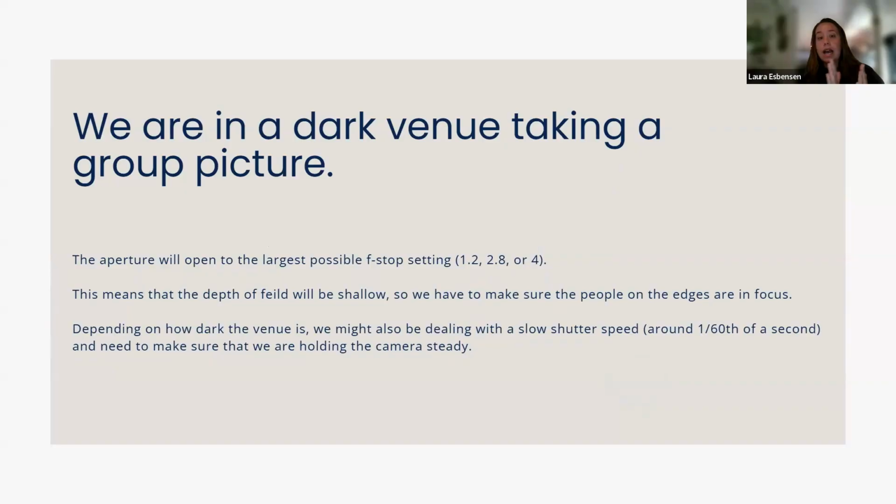And also, depending on how dark the venue is, we might also be dealing with a slow shutter speed. It's possible that 2.8 is not wide enough to bring the shutter speed down to faster than 1/60th. So we have to make sure that we are holding the camera steady.